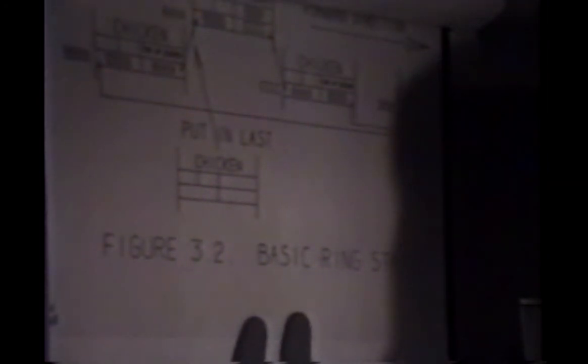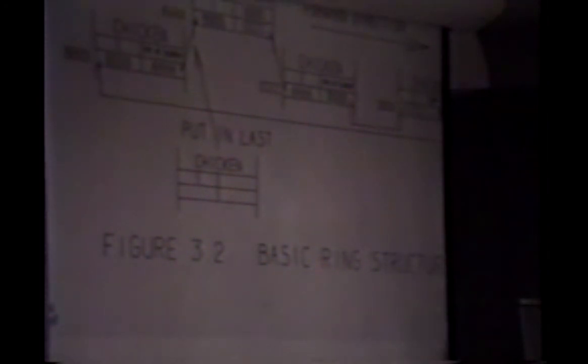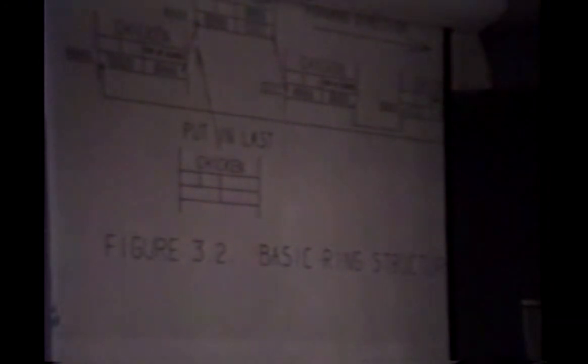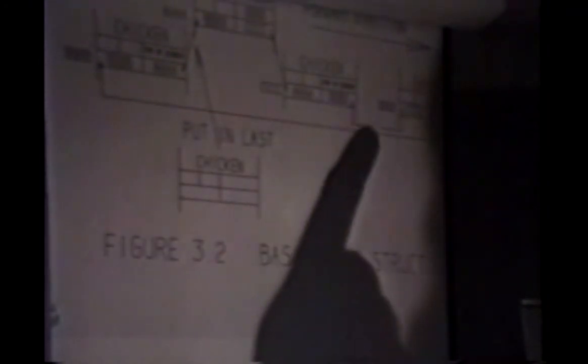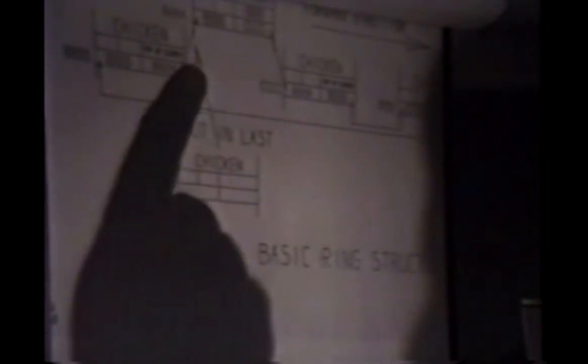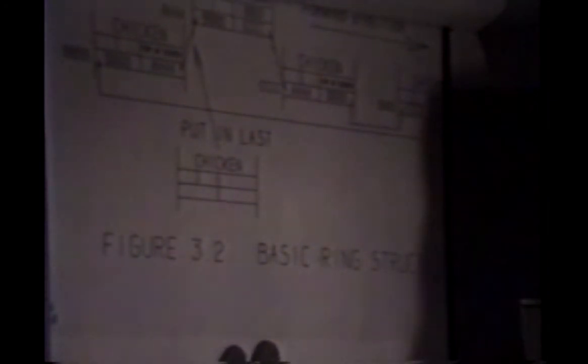I described the elements of my ring structure as hens and chickens, a nomenclature which has thankfully died out. But you see, here's a pointer to next sibling in each case, and a pointer to a pointer, I guess somewhere here, there's a pointer back to the original element. Okay.